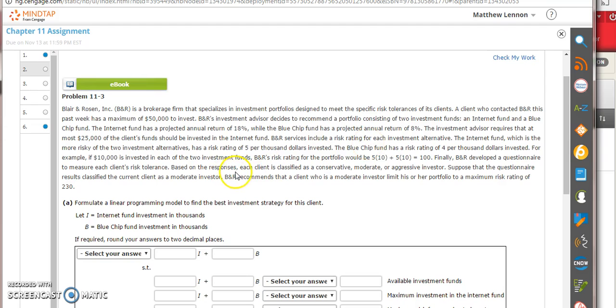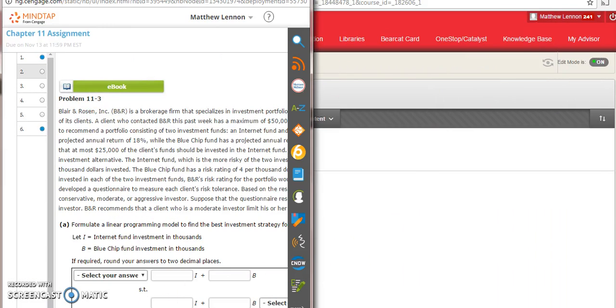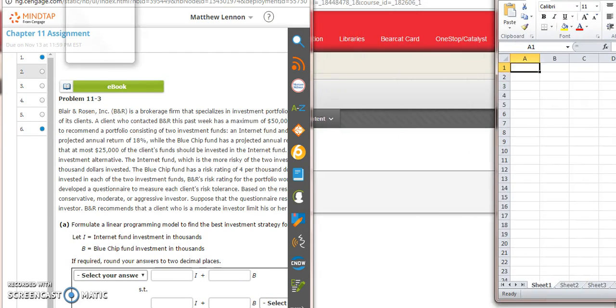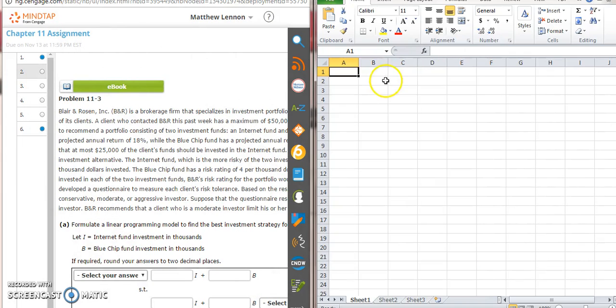Alright, so then we have one last constraint: they recommend that a client who's a moderate investor limit his or her profile to a maximum risk rating of 230. So we want to formulate the strategy. Normally what I like to do is pull this over here, open up Excel, and create some kind of organization for it. So we have the fund, internet and blue chip, and then let's organize that data that they told us about.